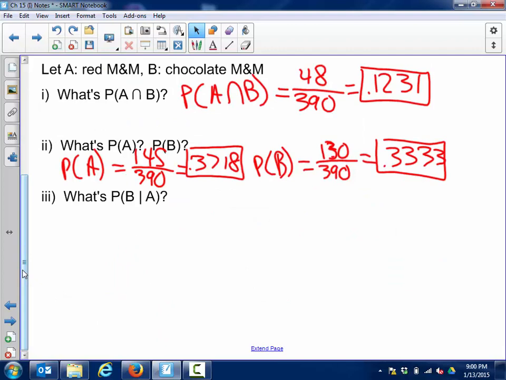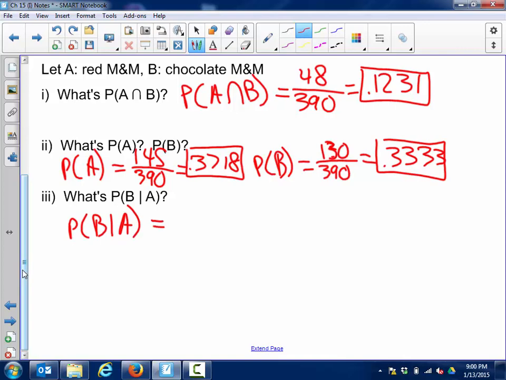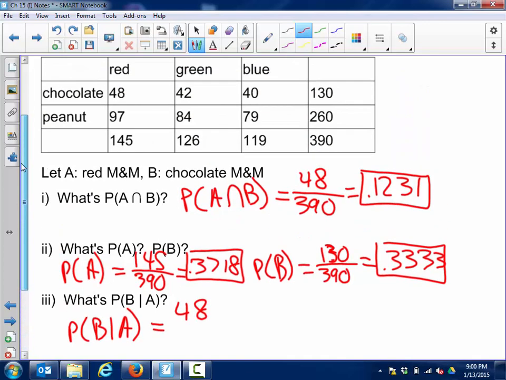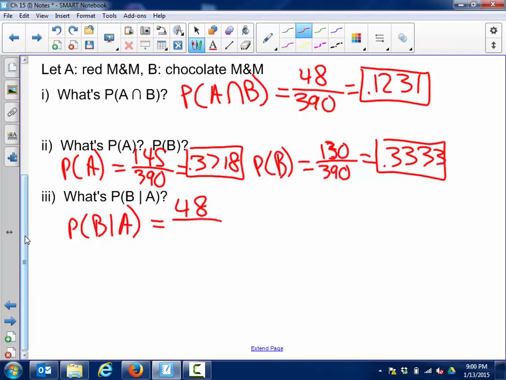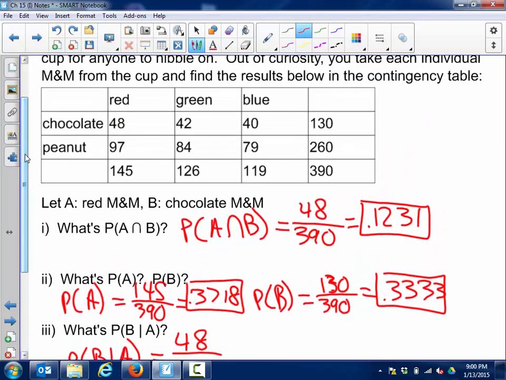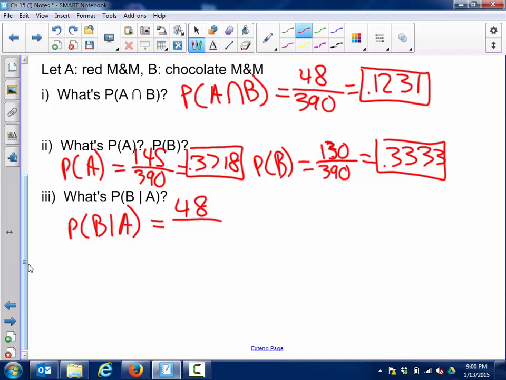Okay? So, let me go back to my notes here real quick. Make sure I'm writing this as I want to. The probability of B given A is therefore 48, the number of red chocolate M&Ms, out of 145, which is just the number of red M&Ms. Again, this is given event A, given that we have a red M&M, and that takes us to 0.3310 for that probability.